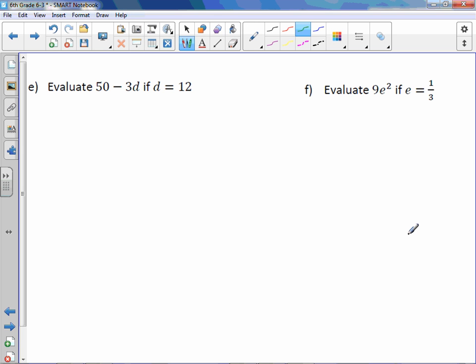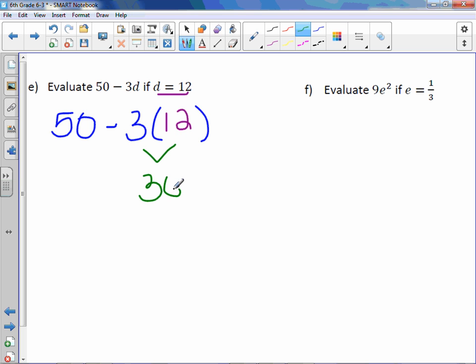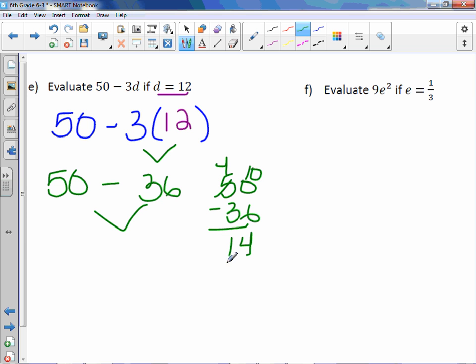Letter E. Evaluate 50 minus 3d if d equals 12. So 50 minus 3 times 12. We don't have parentheses or exponents, but we do have multiplication. 3 times 12 is 36. Bring down 50 minus. And the only thing left to do here is subtract. 50 minus 36. And get 14.